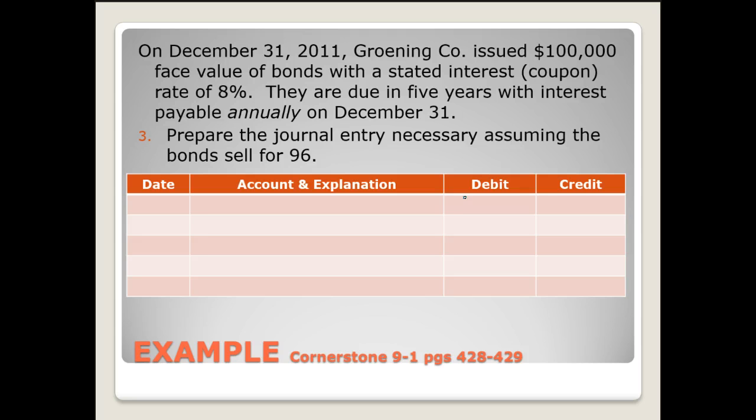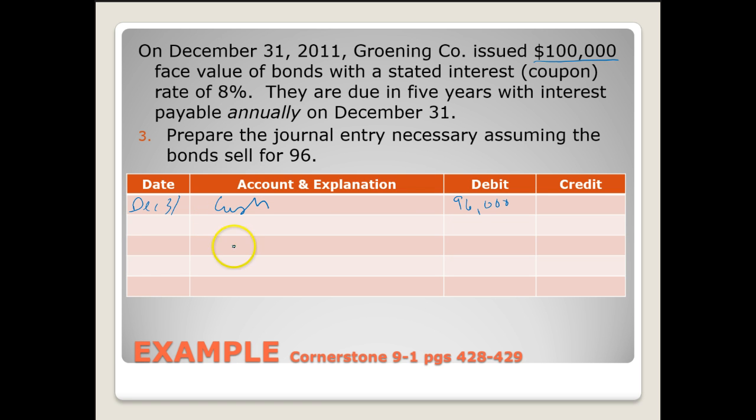Groening Company actually issues these bonds on December 31st, but this time it issues them at 96. What that means is that Groening Company issued for a selling price of 96% of face value being $100,000, or again, the other word for that is par value of $100,000. So what is 96% of $100,000? It's $96,000, and that's the debit entry we're going to make to cash because that's how much Groening actually received.